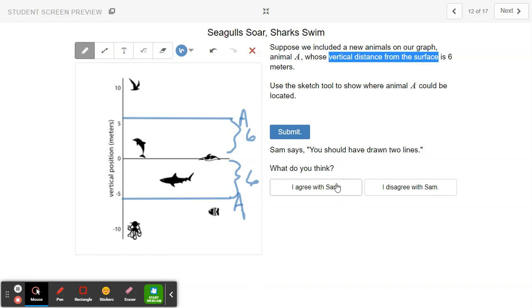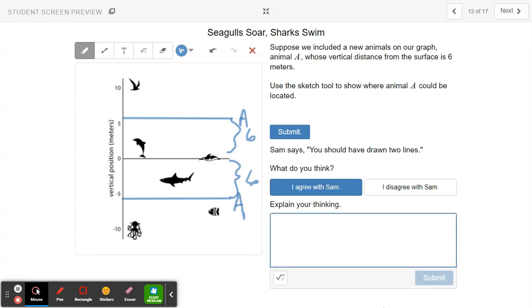So I actually agree with Sam, and I can explain my thinking. So 6 meters below the surface is the same distance as 6 meters above the surface.